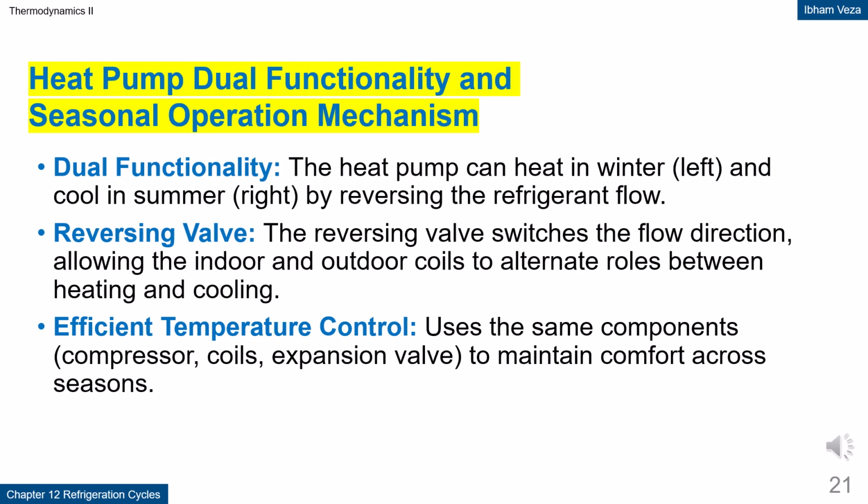Heat pump dual functionality and seasonal operation. A heat pump operates on the same principle all year, but the direction of refrigerant flow can be reversed. In winter, the system extracts heat from outside and delivers it indoors for heating. In summer, it works like an air conditioner by rejecting heat from indoors to the outside. The reversing valve allows the condenser and evaporator to swap functions. With one system, both heating and cooling demands can be met efficiently.